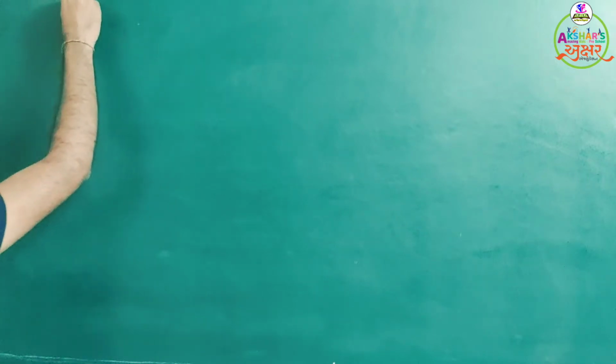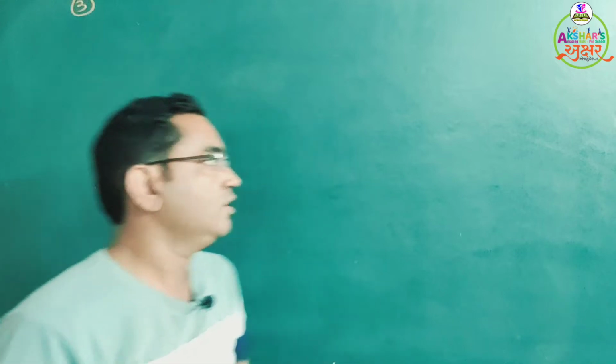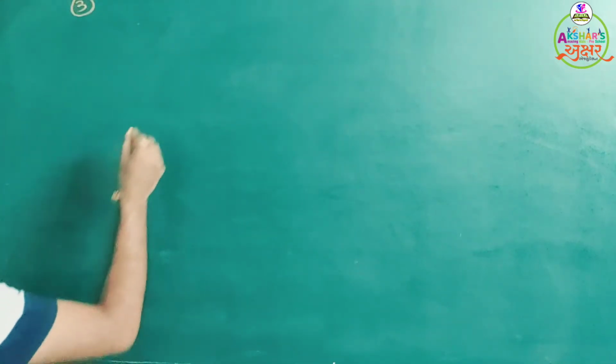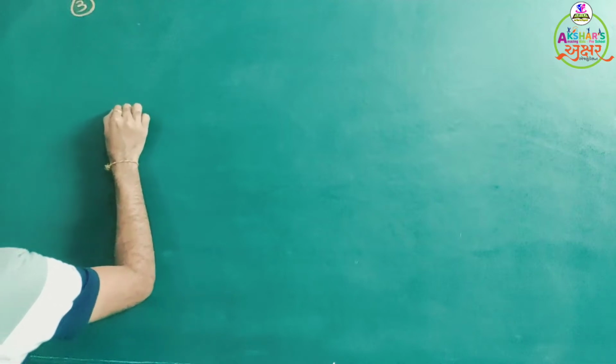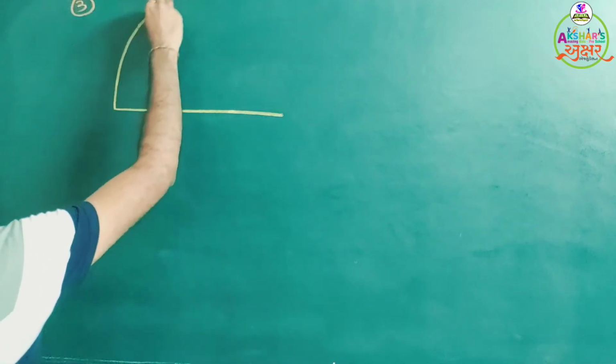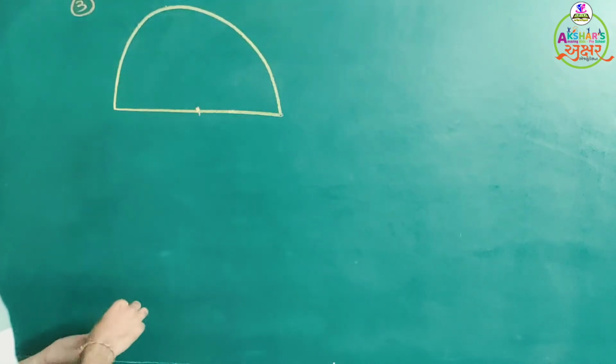Okay students, now next question, that is question number 3. So here in this question we have to find area of largest triangle that can be inscribed in a semicircle of radius 8 centimeter. Very good question. So here we are given one semicircle of radius 8 centimeter. So this is one semicircle of radius 8 centimeter.